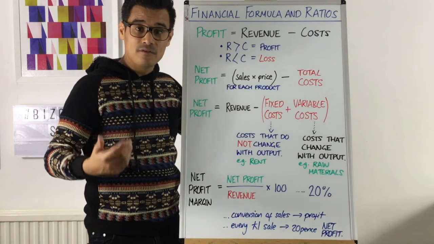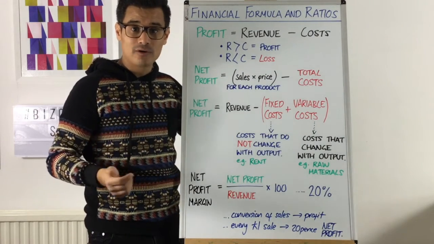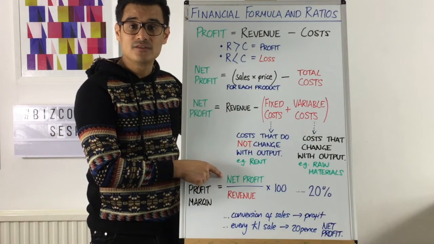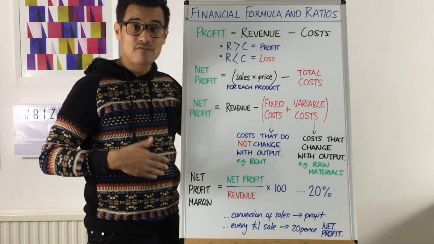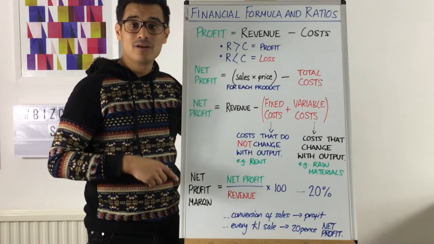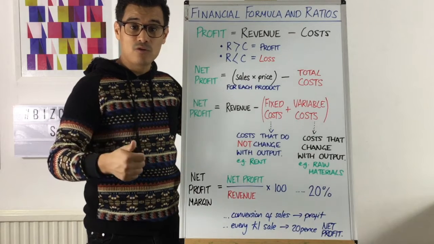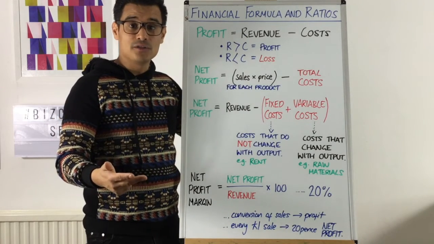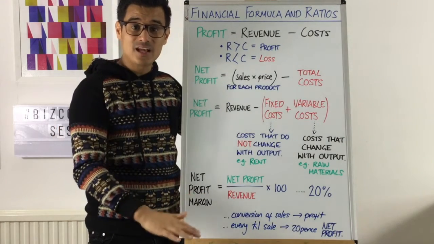Now you can have other margins apart from the net profit margin. You can have an operating profit margin, and all that is just, instead of net profit divided by revenue, it's operating profit divided by revenue. You can also have a gross profit margin. Again, you just put gross profit at that point rather than net profit, and that gives you another ratio. So you've got net profit margin, gross profit margin, and you've also got operating profit margin. They are the 3 types of profits that you find on the income statement.